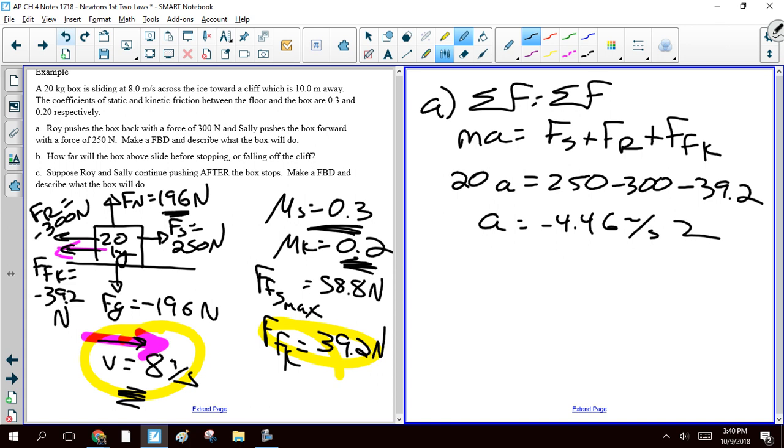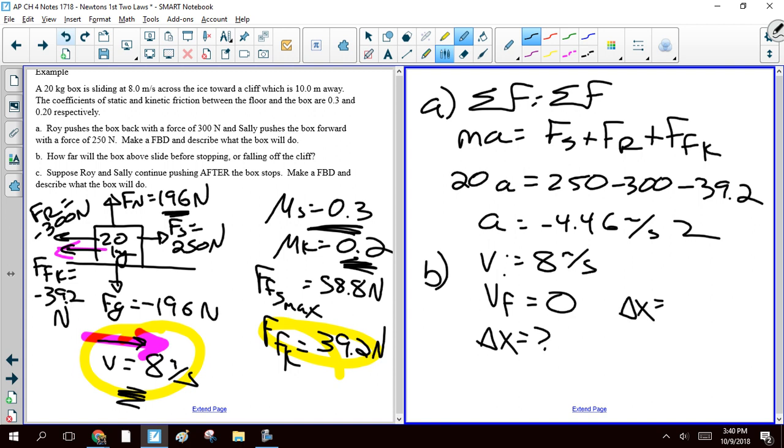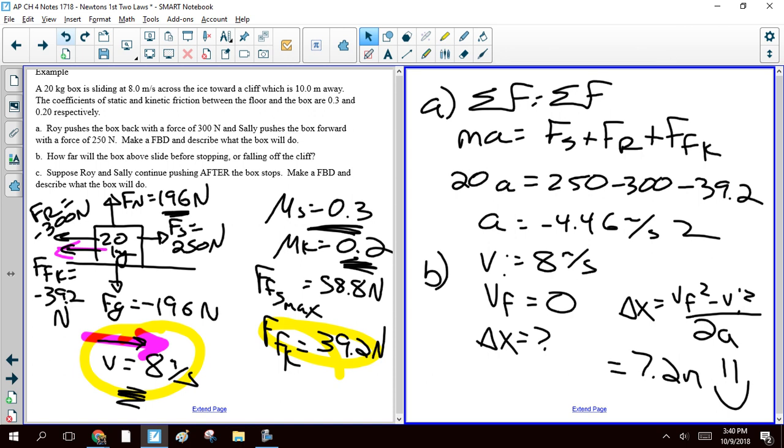Part B, how far will the box slide before stopping, or will it fall off the cliff? Let's see. We know our initial velocity is 8 meters a second. Our goal is we want the box to stop, and we want our displacement. So I think we can just use one of the kinematics equations. Plug in your numbers and solve this, and we end up getting 7.2 meters, which means that the box is safe. The box is going to stop before it goes off of the cliff, right?